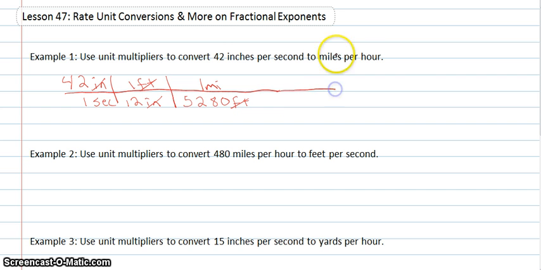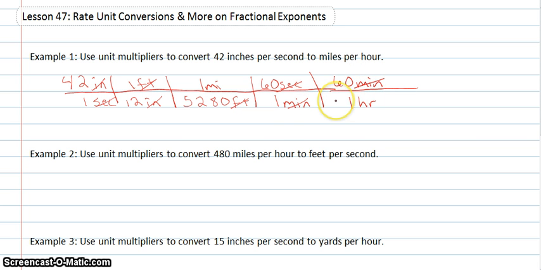Alright, now that I'm in miles, I need to go from seconds to get to hours. So I'm going to go seconds to minutes. There are 60 seconds in 1 minute, so then I can cancel my seconds out. And there are 60 minutes in 1 hour, so I canceled my minutes out.